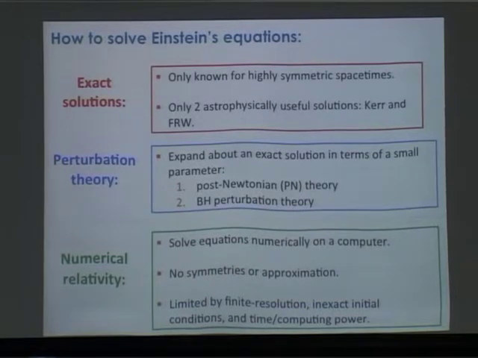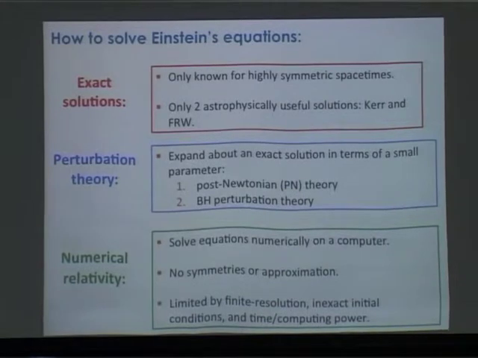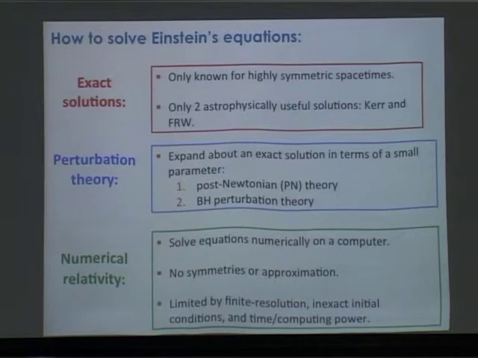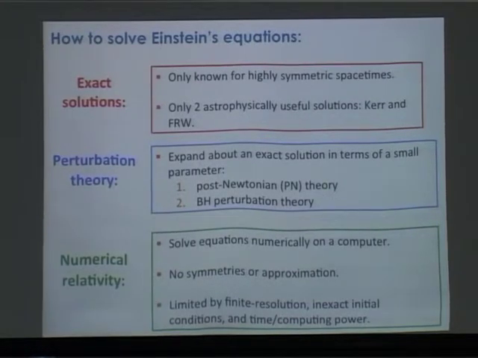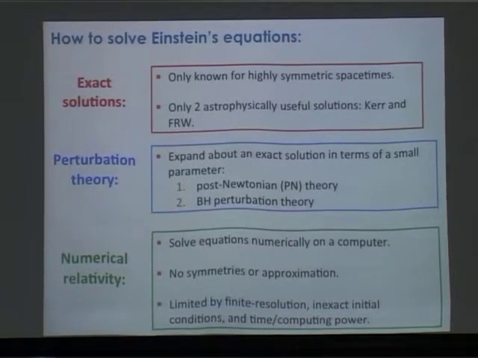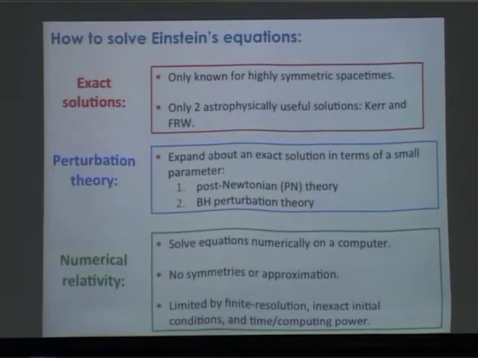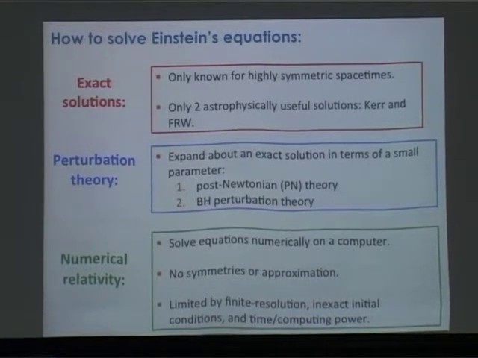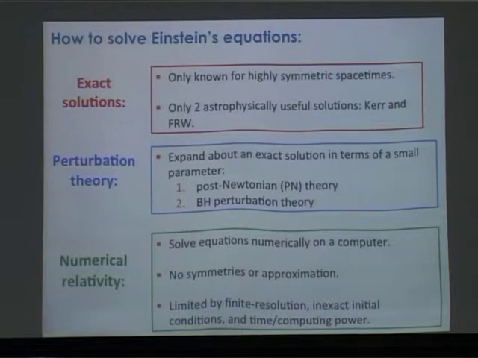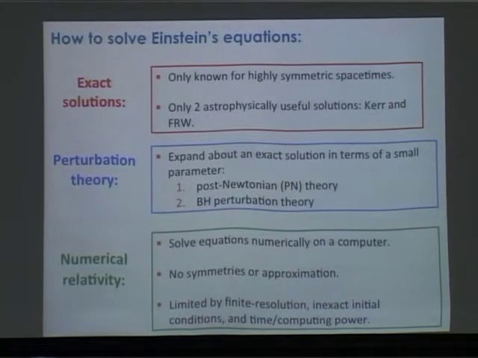And then there's numerical relativity, which is essentially the exact way of doing it, in which you solve the equations numerically on a computer without imposing any sort of symmetries or approximation. But here you're limited by the fact that you have to impose some finite resolution when you do your computation. Your initial conditions are not necessarily the exact astrophysical initial condition that nature itself imposes, and ultimately you're limited by time and computing power. You can't just simulate anything that you want, at least not yet.